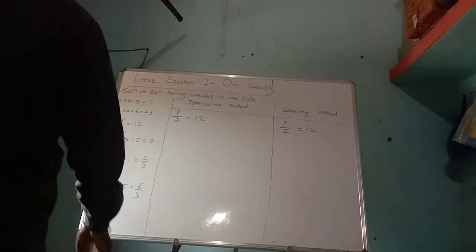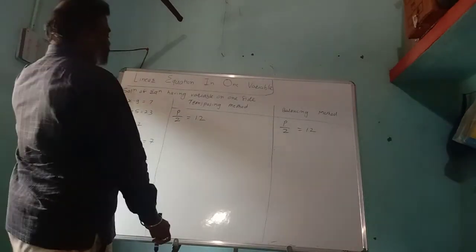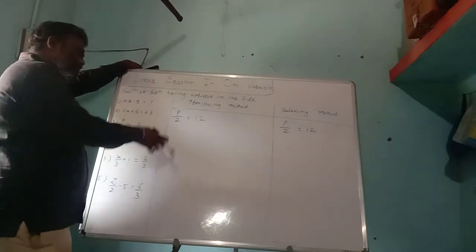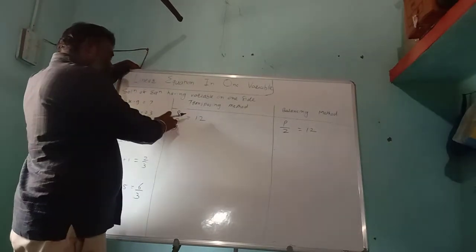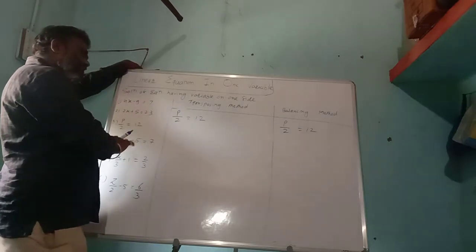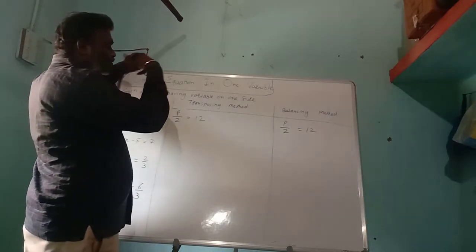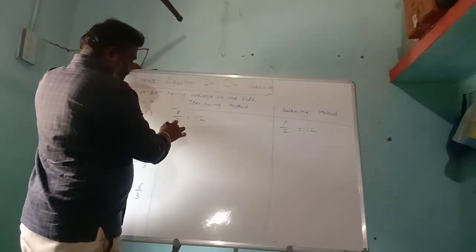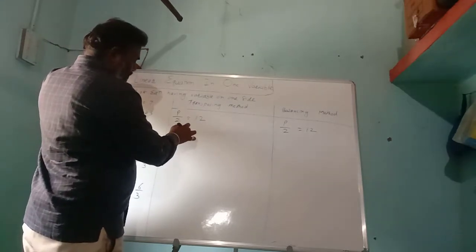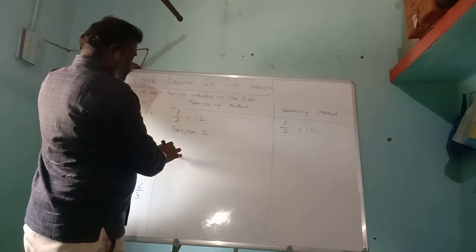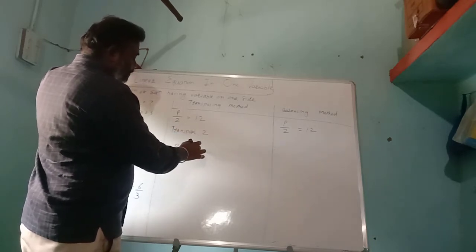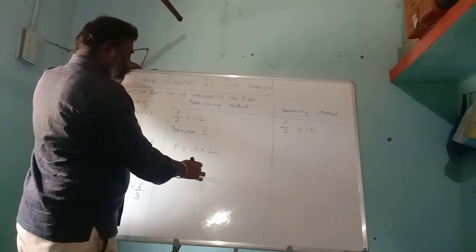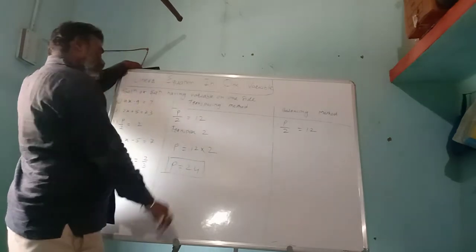Now we will discuss the next problem, that is p by 2 equal to 12. While transposing this 2, again we look first for the constant. This 2 is in division on the left hand side. While transposing to the right hand side, it becomes multiplication. Hence transpose 2, that is p equal to 12 into 2. Hence p equals 24 is our required solution.